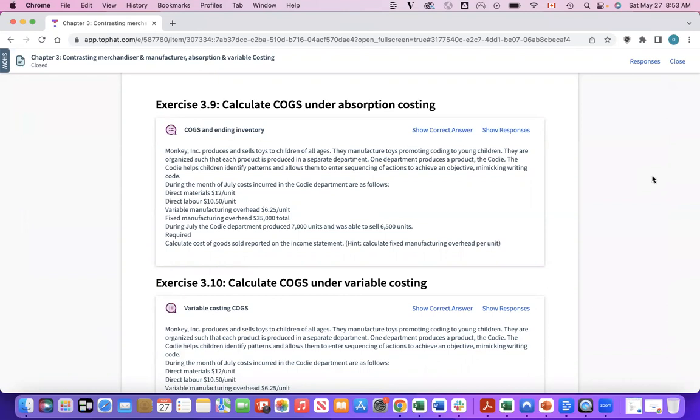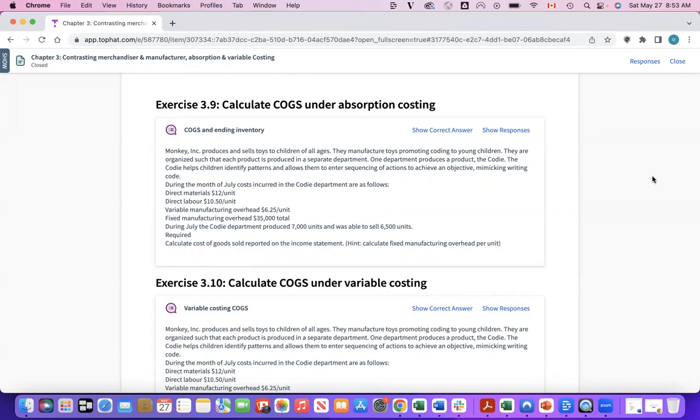Absorption costing, again, that is your more traditional approach to costing. That's what you would see in externally filed financial statements under GAAP. Variable costing is an alternative, not permitted for publicly traded companies, so therefore it's not used on externally filed financials, but it can be used for internal purposes to give more insight, especially if your product is mostly driven by variable costs as opposed to the more traditional method under absorption costing.